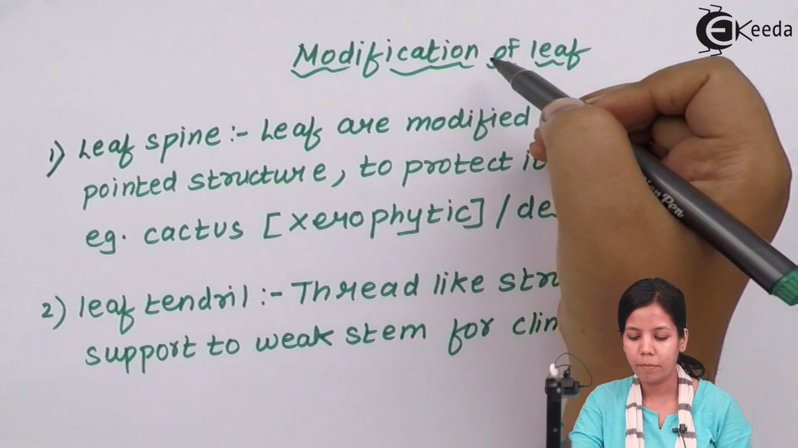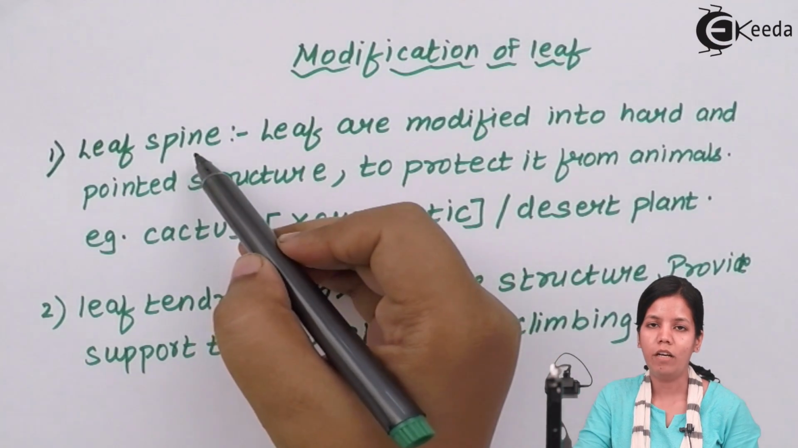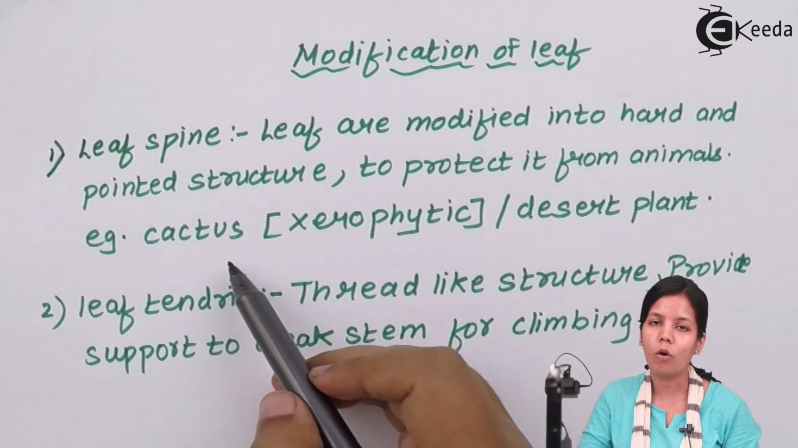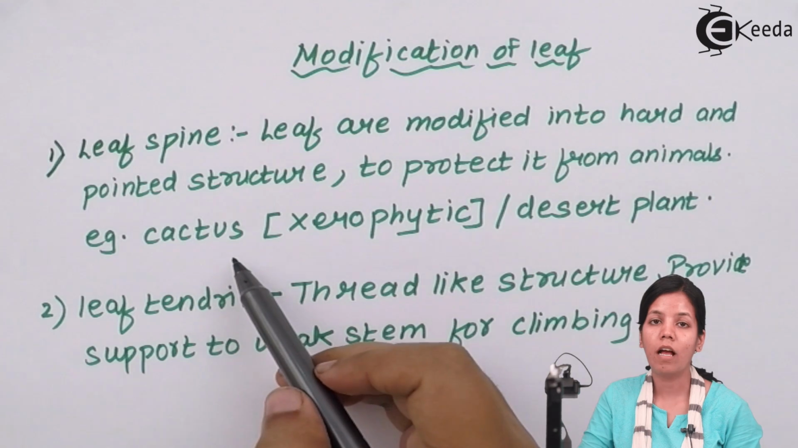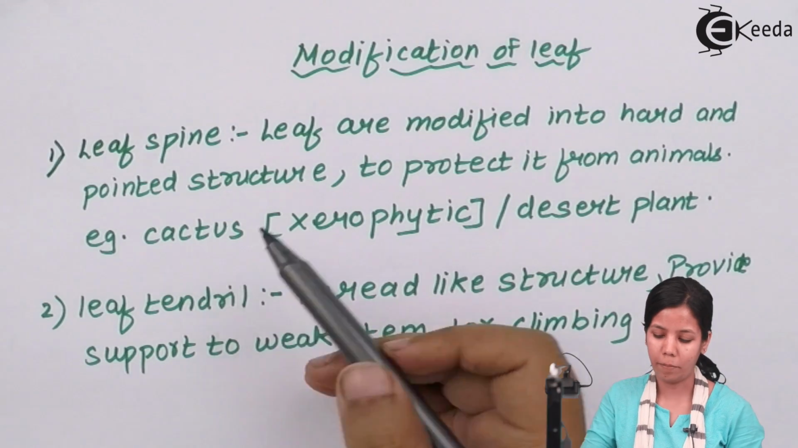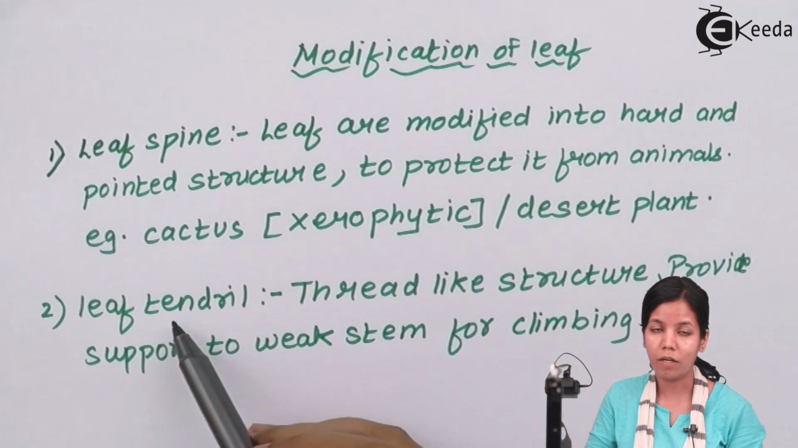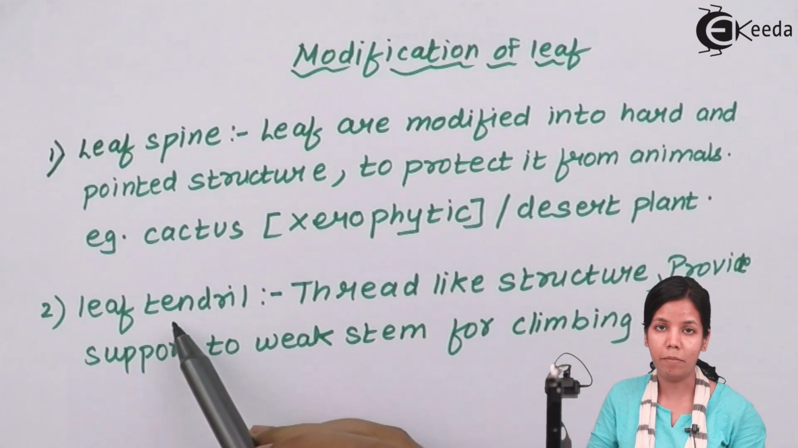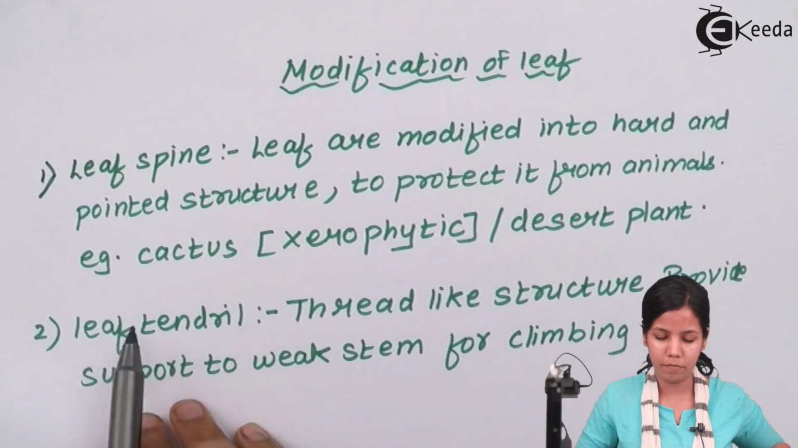Modification of leaves. Leaf spines are one of the types of leaf modification. In this, the cactus plant or the xerophytic plants form hard, pointed, woody, thorn-like structures on the leaf for protection. Leaf tendrils are nothing but wiry coil-like structures formed in climbers like the money plant or the grape plant.